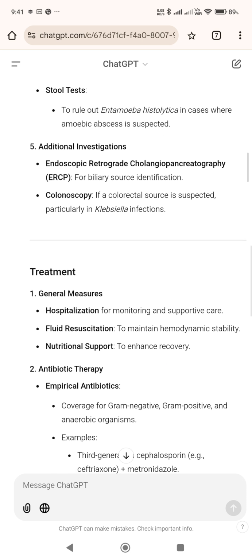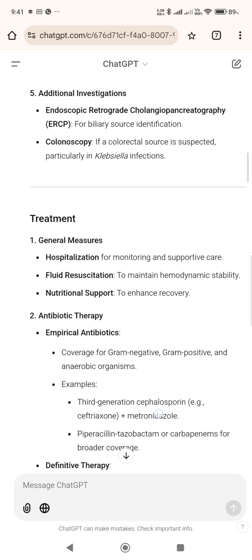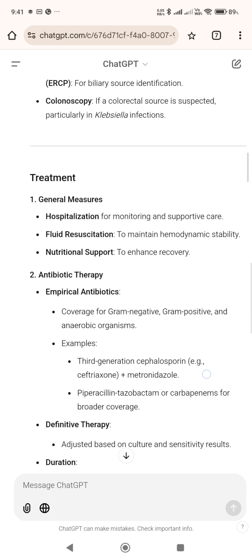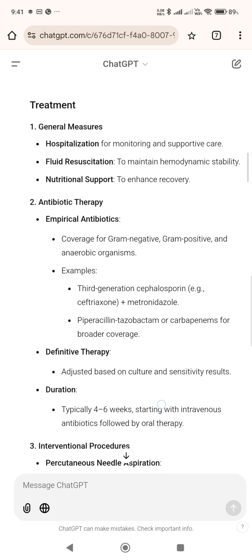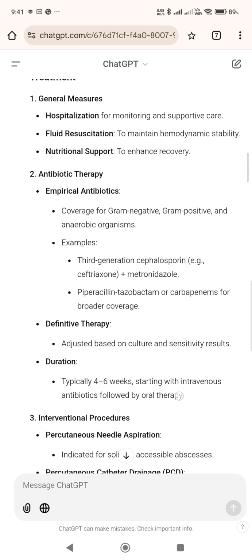Treatment. 1. General measures. Hospitalization for monitoring and supportive care. Fluid resuscitation to maintain hemodynamic stability. Nutritional support to enhance recovery.